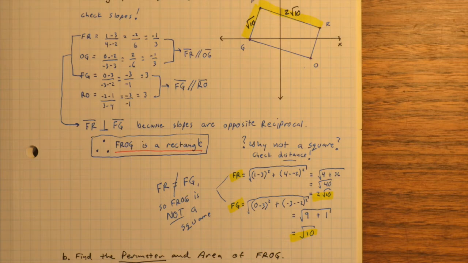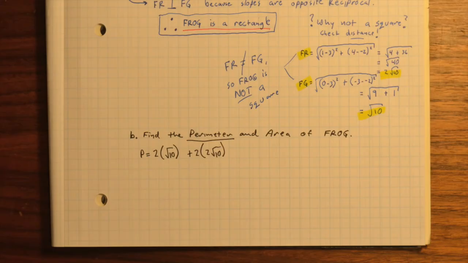Well, perimeter, I know from the previous that the short side is root 10 units long, the long side is 2 root 10 units long, and so perimeter is 2 sides, root 10, plus 2 sides, 2 root 10.